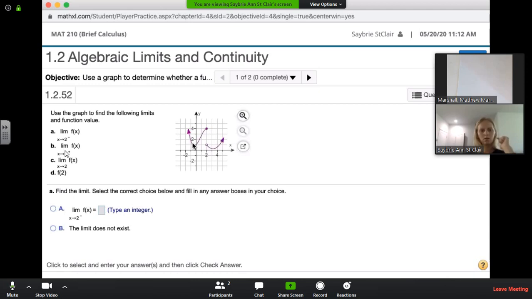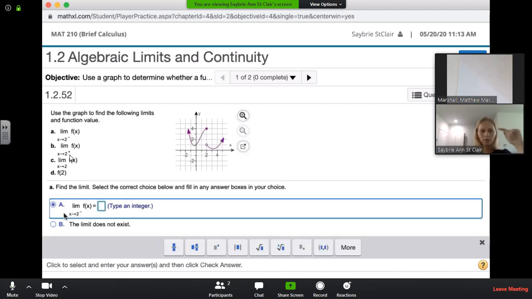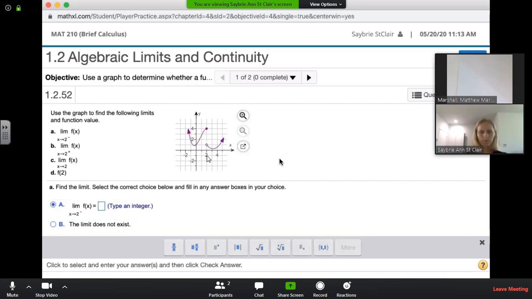Wait, don't type in that 4 yet. Oh no, that's right. You're approaching this graph from the left. That's what that little minus means. Positive 2 on the x-axis, approaching it from the left. Yeah, that's 4.